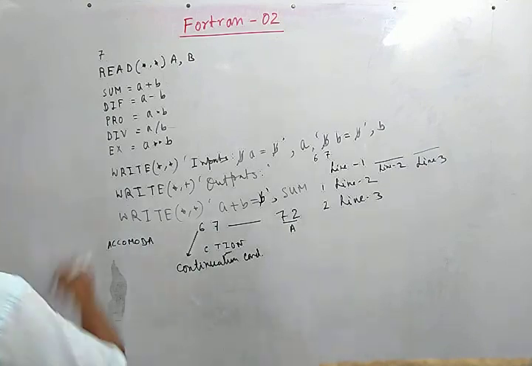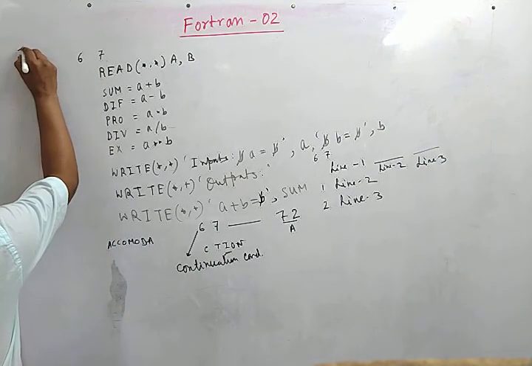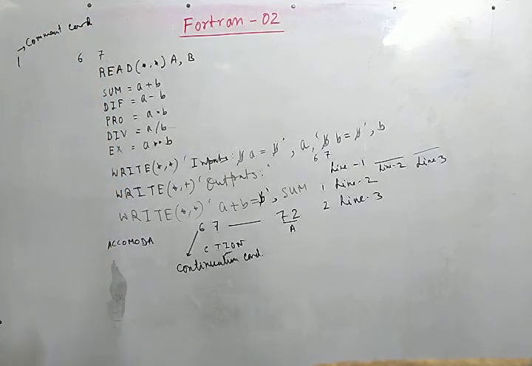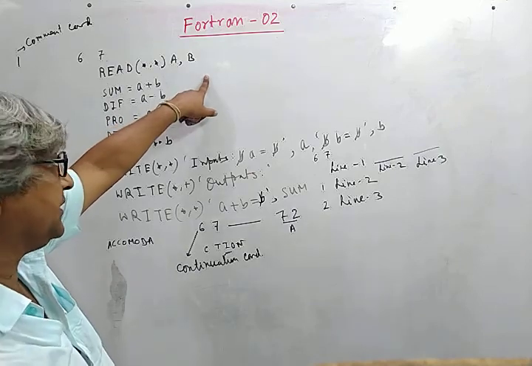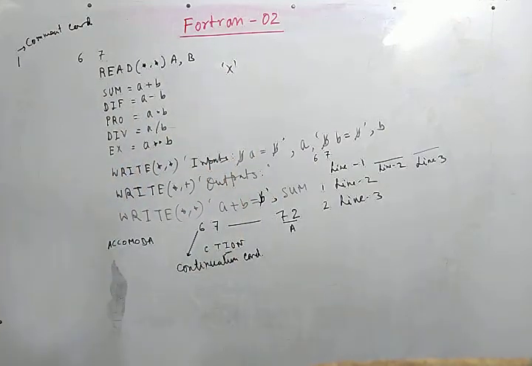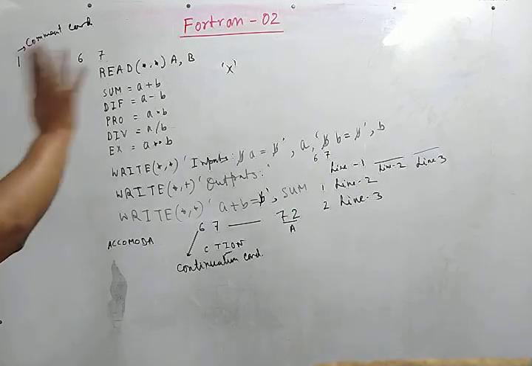Similarly, the 6th column is the continuation column and the 1st column is called the comment card. Say for example, you want to write that this program has been done by Mr. X, and this has nothing to do with the Fortran programming. Whenever the compiler compiles this program, it will find that any line which has some character in the first column is a comment card, and this has not to be converted into machine language. So this line will not be compiled, it will just be omitted during compilation.